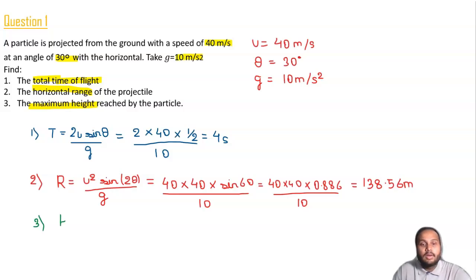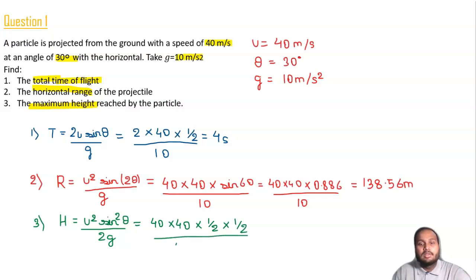The formula of maximum height, that is H, is U square sine square theta by 2G. Fine. So U square here is 40 into 40, and theta we were having as 30 degrees. So sine 30 is 1 by 2. So 1 by 2 into 1 by 2, since the square is given, by 2G, that is 2 into 10.